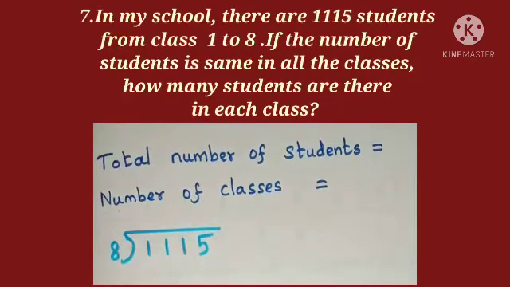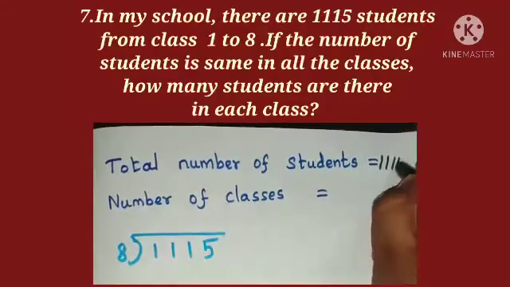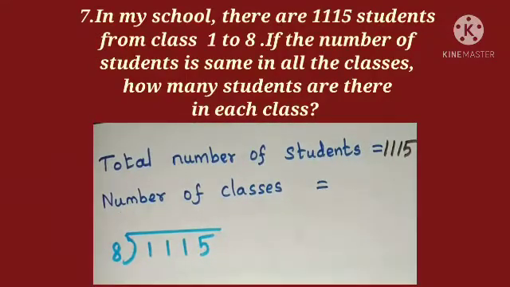Students, 7th problem. In my school there are 1115 students from class 1 to 8. If the number of students is the same in all the classes, how many students are there in each class? So the total number of students is 1115, and the number of classes is from 1 to 8. How many classes are there? Yes, it is 8. 1, 2, 3, 4, 5, 6, 7, 8. Totally there are 8 classes.